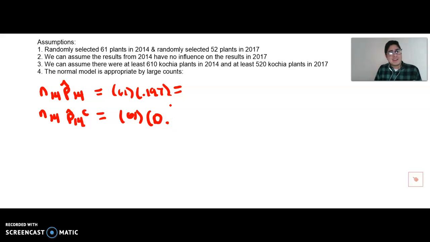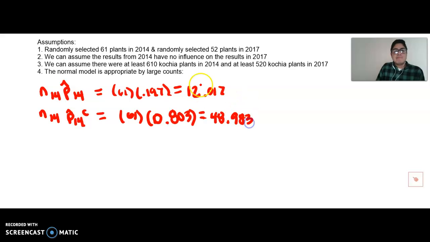And guess what? I forgot to write all these values down, so you are really getting the inside look. So here we get about 12.017, whereas here we get 0.803. And again, this is just a complement, so I could just take this away from 61 to find the remaining value. Well, look at that. Both values are greater than 10, but that's just for my first population. So now I also need to check my second population here.